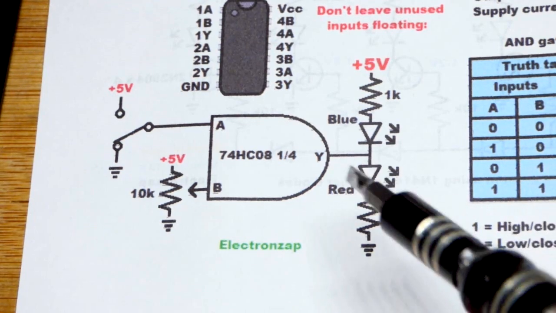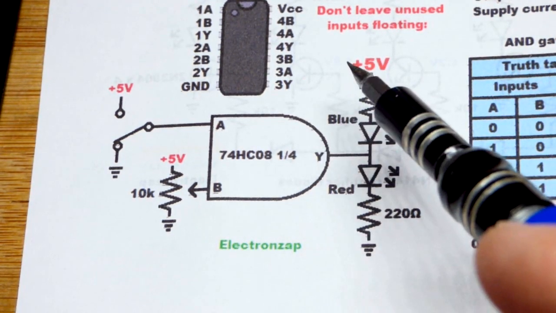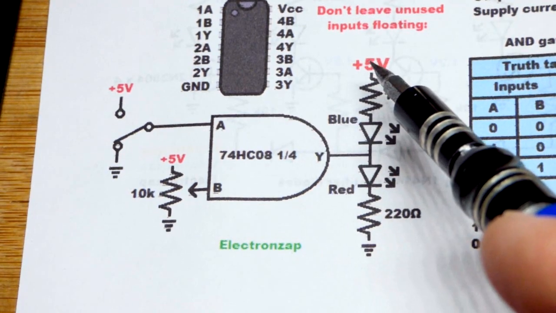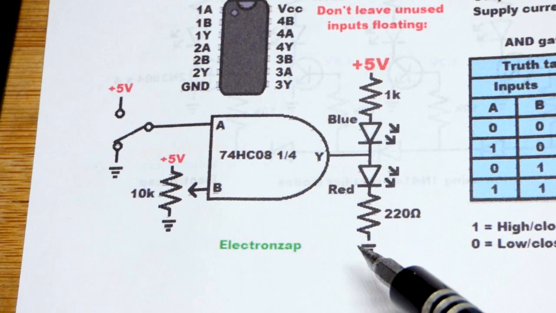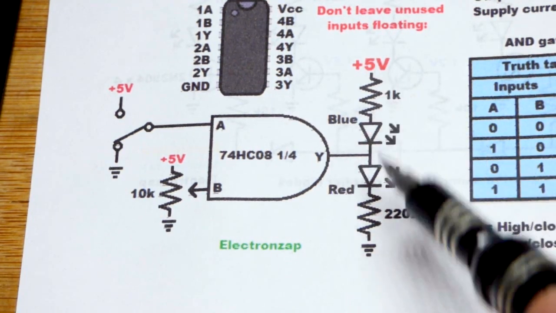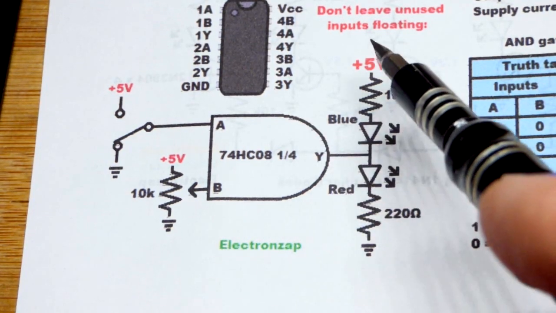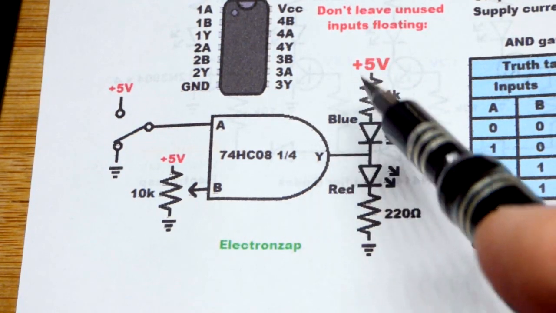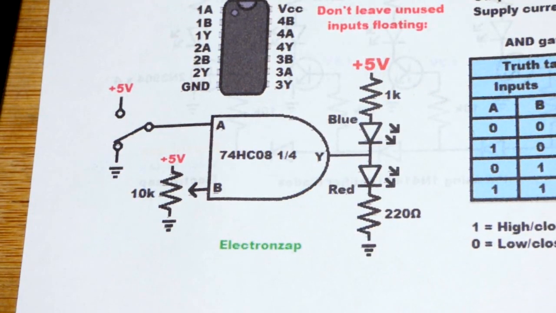The output, Y here, is going to be either high or low, as we talked about before. When it's high, it will make as close to a 5 volt connection as it can. The red LED will light up. You can see 5 volts will go to ground, the red LED will light up. When it is low, the output will basically be connected to ground as good as it can go, so the blue LED will light up because it'll go 5 volts through the blue LED and then to ground.